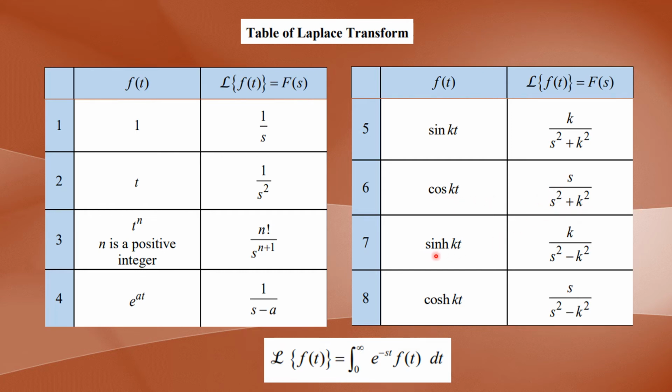Laplace transform of hyperbolic sine kt, or in other words, we can say Laplace transform of sinh kt is equals to k over s squared minus k squared. And the Laplace transform of the hyperbolic cosine of kt, or Laplace transform of cosh kt, is given by s over s squared minus k squared. So we can use the table of Laplace transform to find the Laplace transform of these 8 functions.